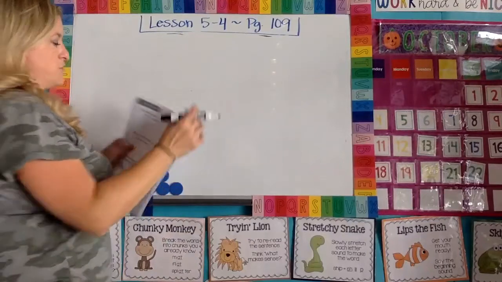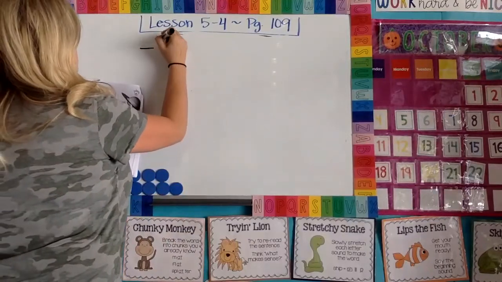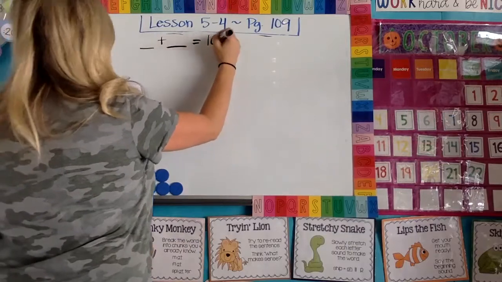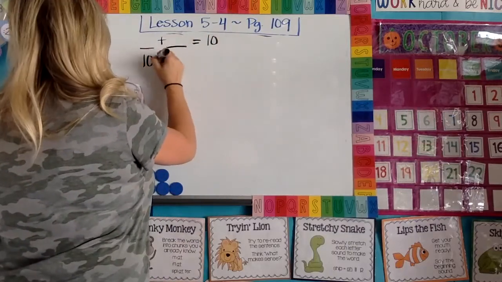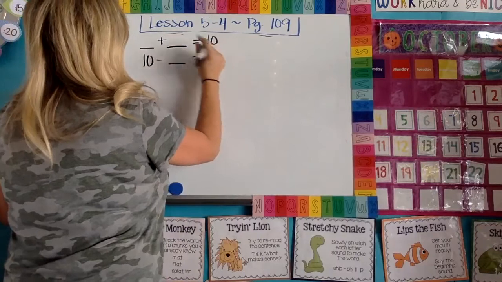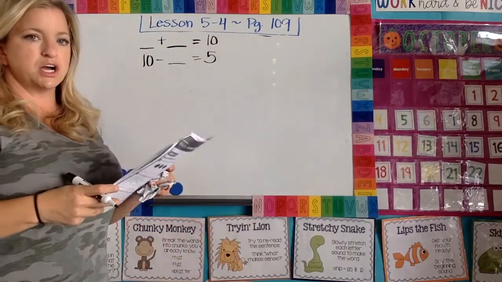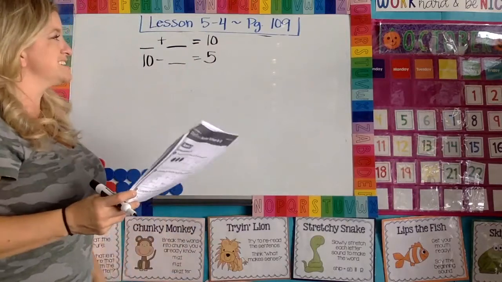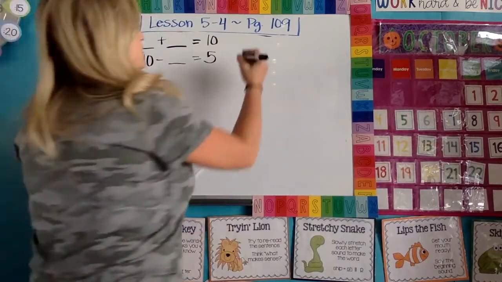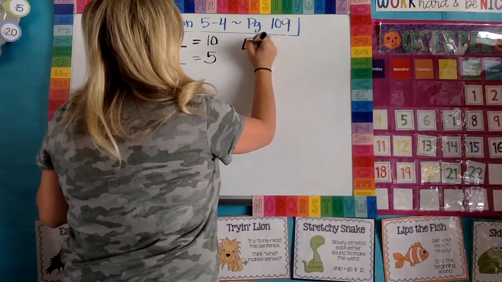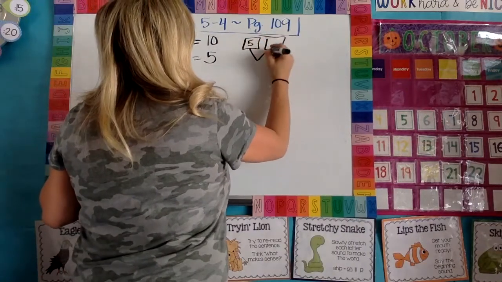So the same thing, we're gonna write blank plus blank equals 10. And then they want us to do 10 minus blank equals 5. As soon as you see that 5, that should spark a number partner for 10, and it is a doubles fact. So they give you 5. I don't tell you what this one is.